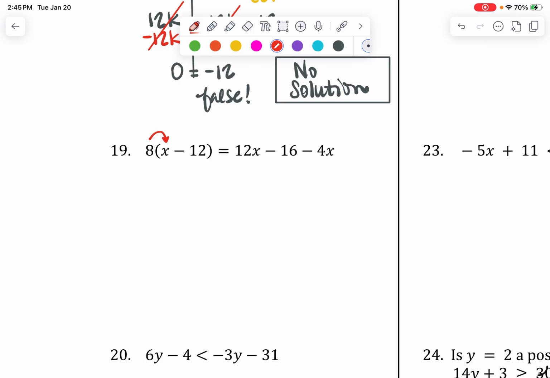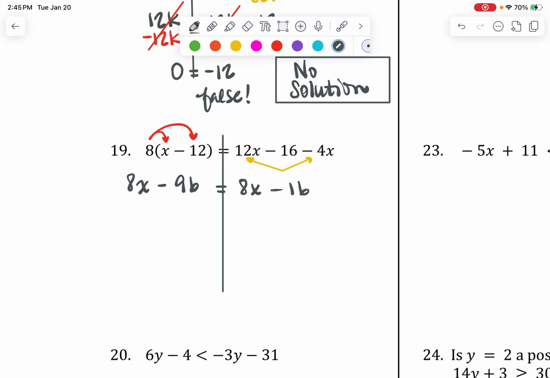Again, I'm going to go quickly. So we're going to distribute the 8. Sorry, let me get this going. There we go. So it's going to give us 8x minus 96, right, on the left. And then on the right-hand side, I don't have any parentheses, but I do happen to notice that we have like terms. So I'm going to go ahead and get those guys together, which is going to give us 8x minus 16.